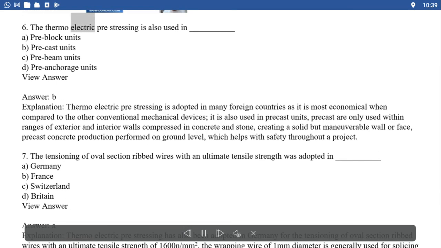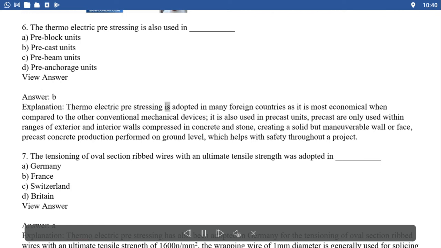6. The thermoelectric pre-stressing is also used in A. Pre-block units, B. Precast units, C. Pre-beam units, D. Pre-anchorage units. Answer: B.